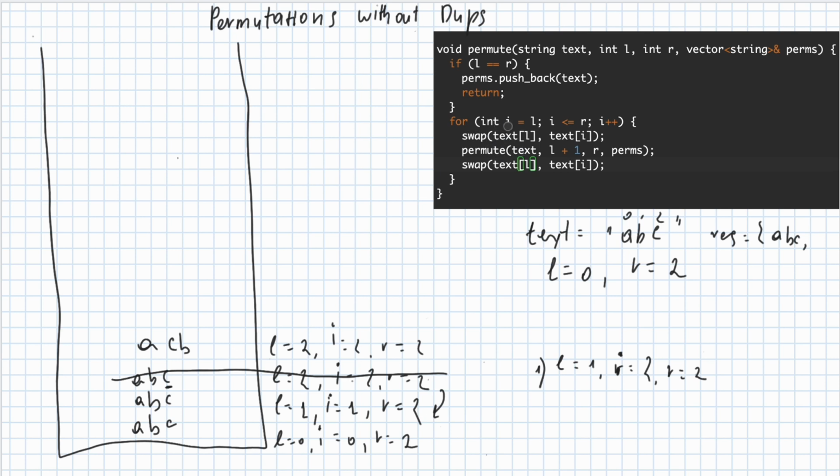No, we don't call it recursively, not yet, since L is equal to R, so the base case works, and we push ACB to our result, and this one returns. So we go back again, and we see that I has reached 2, and we try to increment it to 3 in the loop, but it doesn't work, so we return from this level as well. And we go one back down, where we see that L is equal to 0, and I is equal to 0 as well.